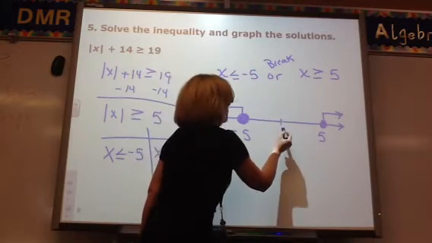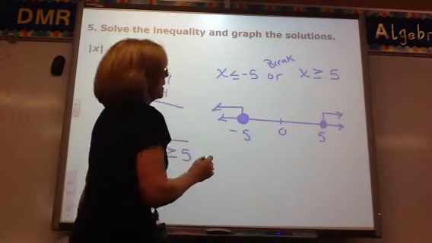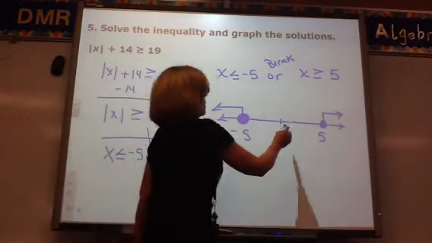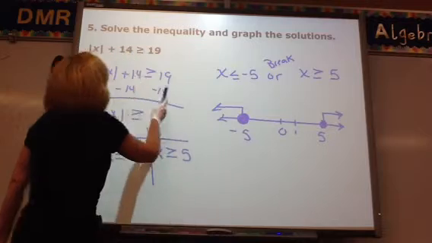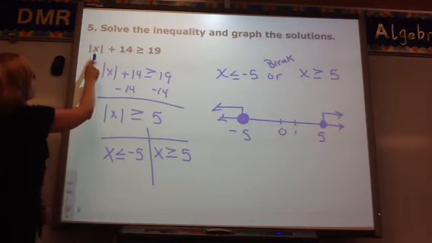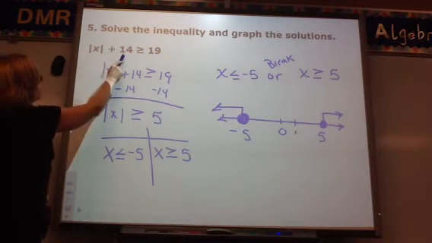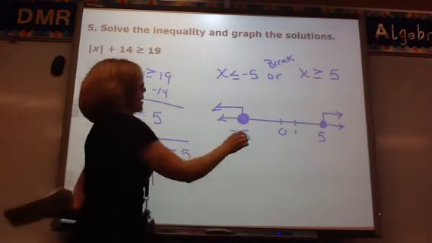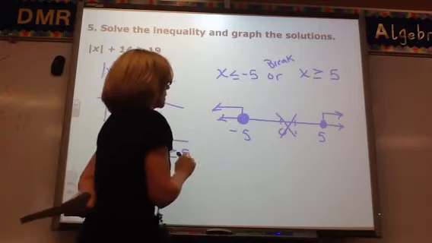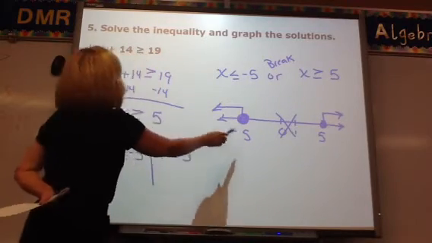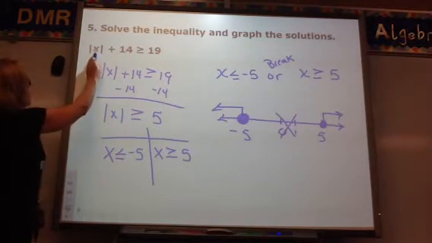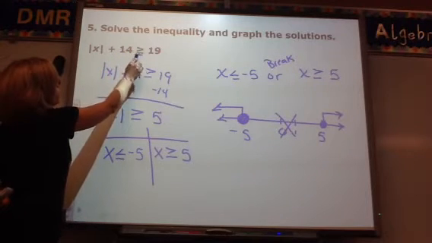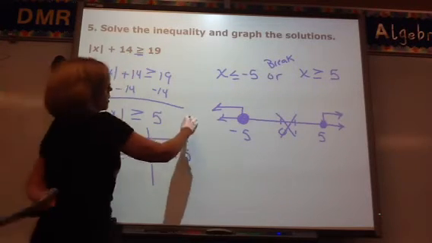Let's pick a number that's not in our solution set and substitute it in. 0 is right on there, so let's pick the number 1. The absolute value of 1 is 1. 1 plus 14 is 15. Is 15 greater than or equal to 19? No. That's why this is not part of your solution set. Let's pick -5. The absolute value of -5 is 5. 5 plus 14 is equal to 19, so that one works.